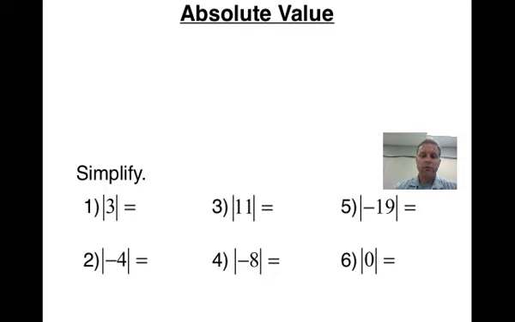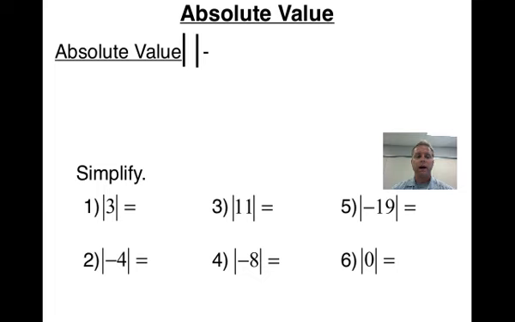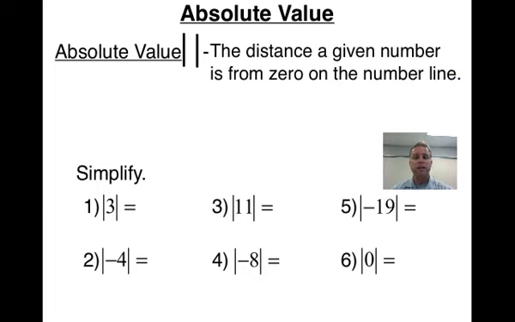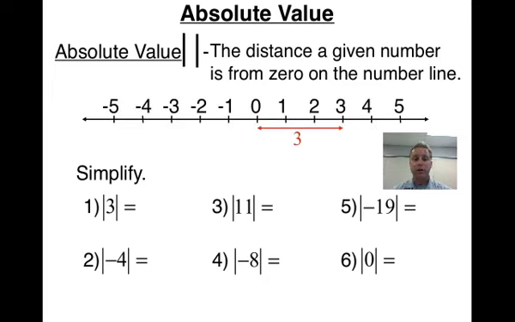Now, absolute value, people tend to get a little confused on this. This is not the opposite. Absolute value means the distance a given number is from 0 on the number line. So how far is that number from 0? Sometimes it'll be the opposite, sometimes it'll be the same number. So if I was talking about 3 here, the absolute value of 3, how far is 3 from 0? It's 3.